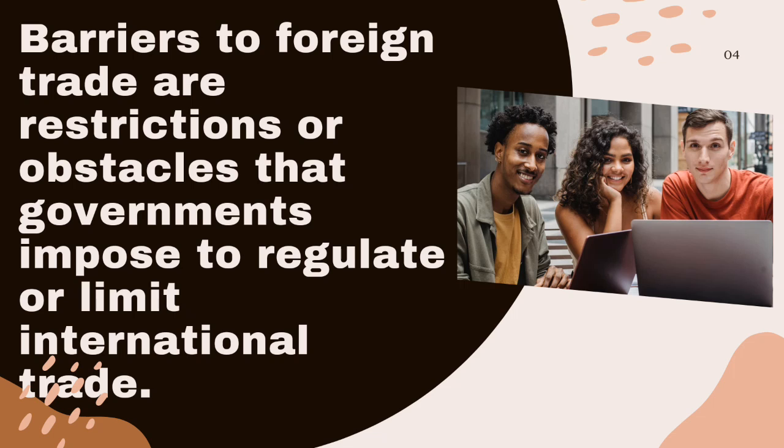So let me just give you one particular example now. Nigeria banning the importation of certain goods to protect local industries. I guess you understand that particular aspect related to part 1, where we discussed the foundation of foreign trade. Let's proceed.